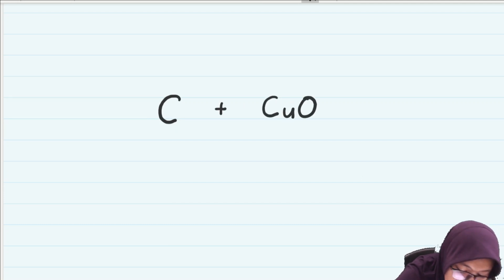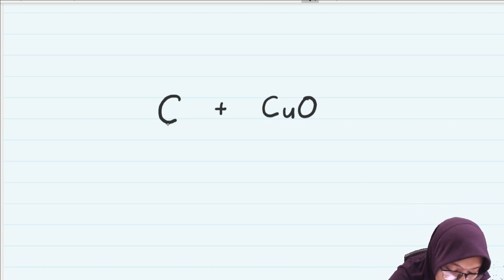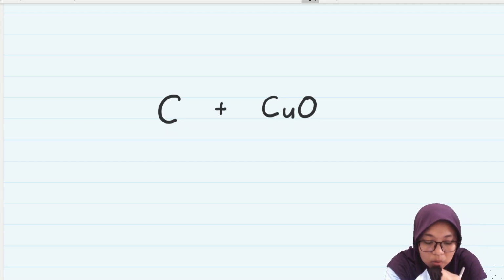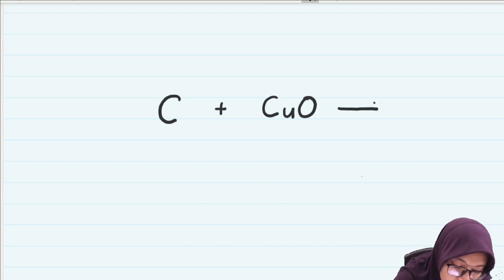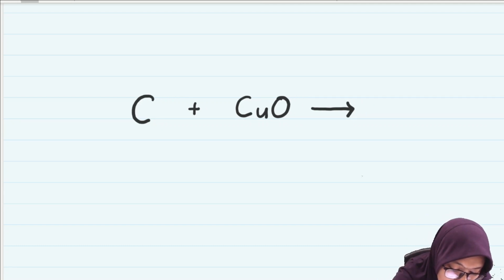Let's say we want to react carbon and copper oxide. This is a reaction that you already learned during your Form 3, where carbon is more reactive than copper. So carbon will be able to remove oxygen from copper oxide. So the products formed are carbon dioxide and copper.